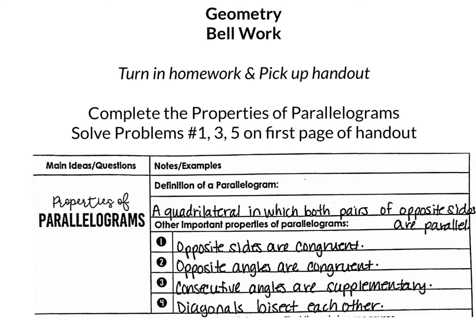So just as review, properties of parallelograms. A parallelogram is a quadrilateral. Both pairs of opposite sides are parallel, so that's actually one of your characteristics. Other characteristics: opposite sides are congruent, opposite angles are congruent, consecutive angles are supplementary, and diagonals bisect each other.